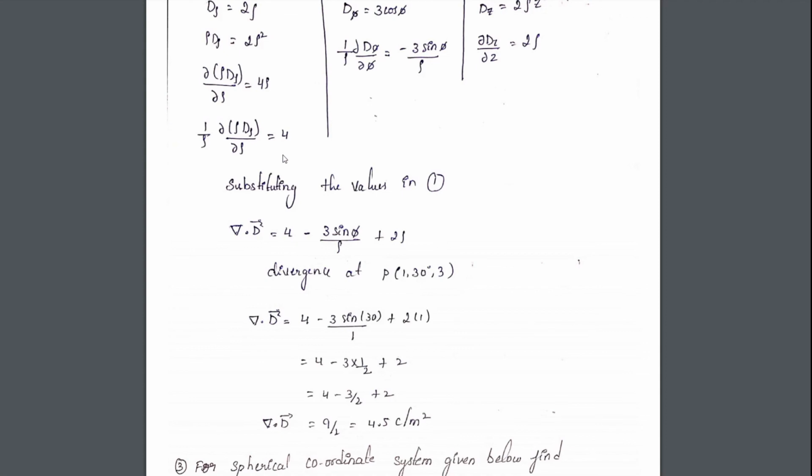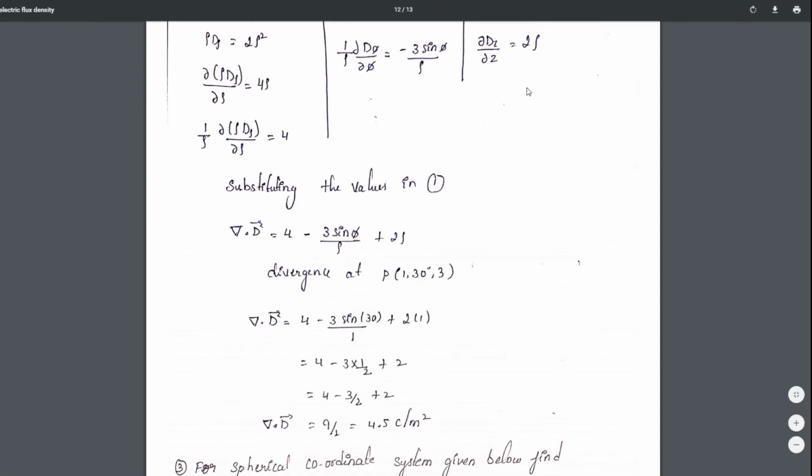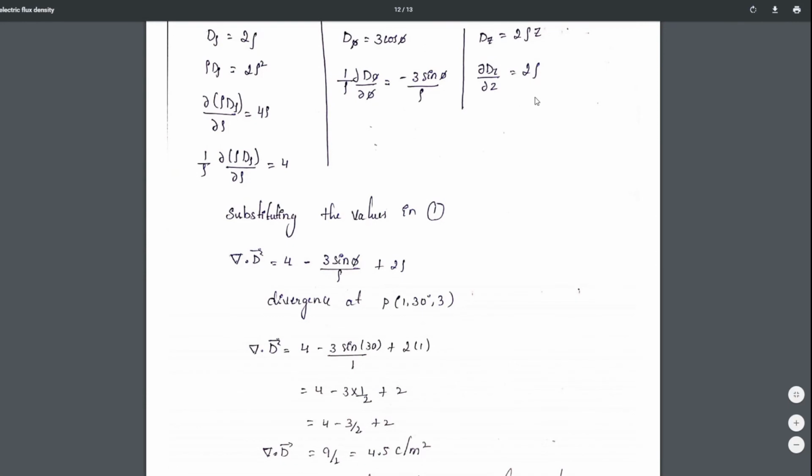Same thing for the second term. D phi you define, then differentiate with respect to phi. What is the differentiation of cos phi? Minus sin phi. Then multiply by 1 by rho. The last term is Dz. The differentiation of Dz, del Dz by del z, will become the derivative of z, which is 1. It will be 2 rho.